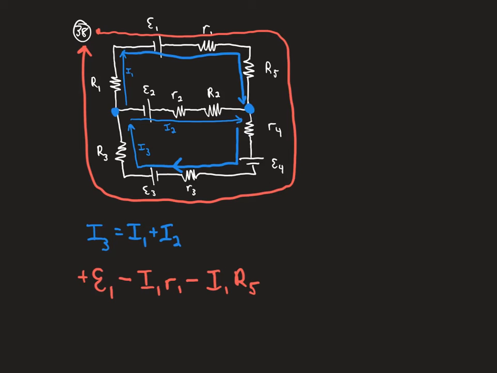I reach my junction, and I'm going to keep going straight down through my junction. I'm going down through R4. What current is going through R4? I3 is going through there. What direction is I3 going? Also going down, same direction, so that's a negative. So that's minus I3 times little r4.